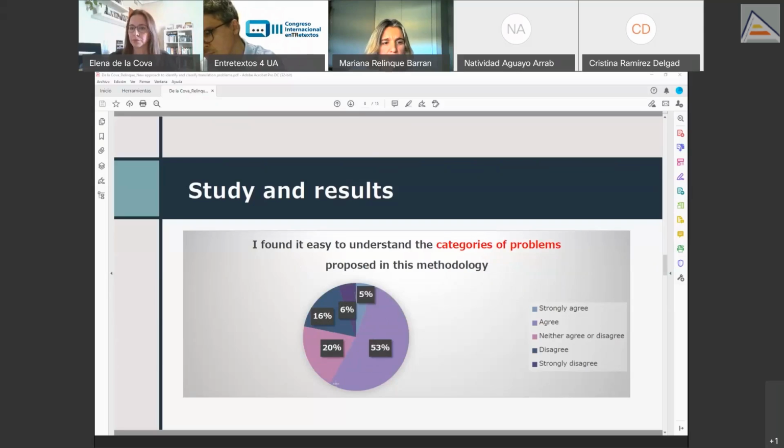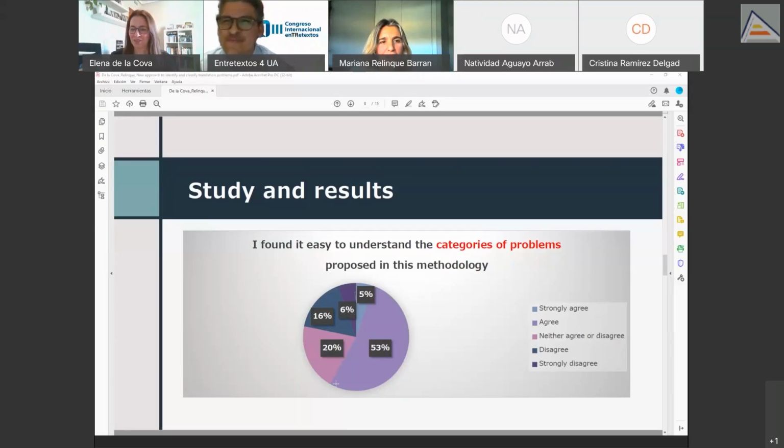In the next question, we asked them if it was easy for them to understand the categories of problems proposed in the methodology. And again, the majority, 58% of the students, said that they easily understood the categories of problems proposed, although there was a slight decrease with respect to the previous question.